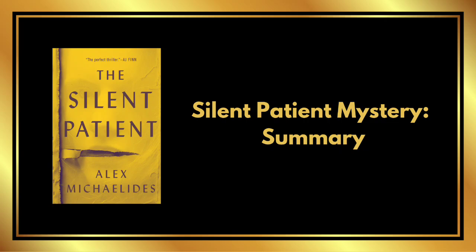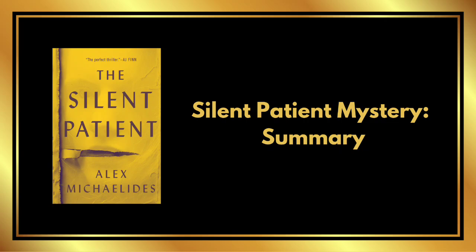What is she hiding? The only clue she leaves behind is a haunting self-portrait titled Alcestis, a reference to Greek mythology. The story unfolds through the perspective of Theo Faber, a psychotherapist obsessed with Alicia's case. He takes a job at the Grove, the psychiatric facility where she is being held, determined to break through her silence. But as Theo delves deeper into Alicia's past, he uncovers secrets that challenge everything he thought he knew.